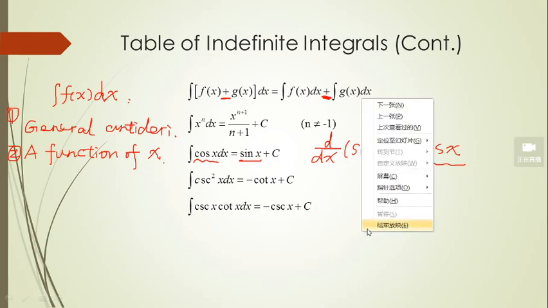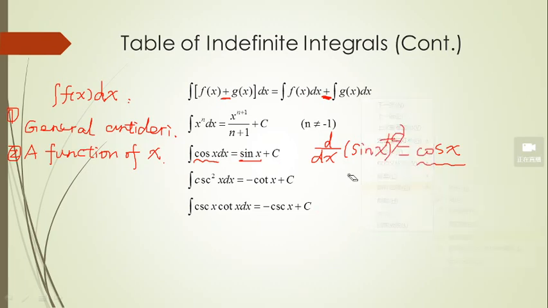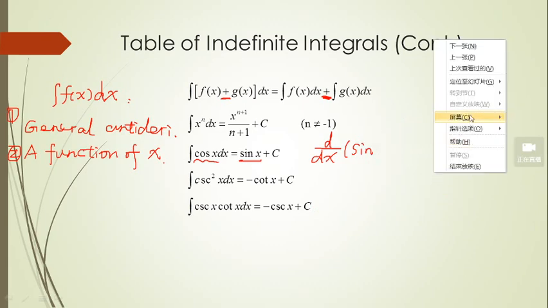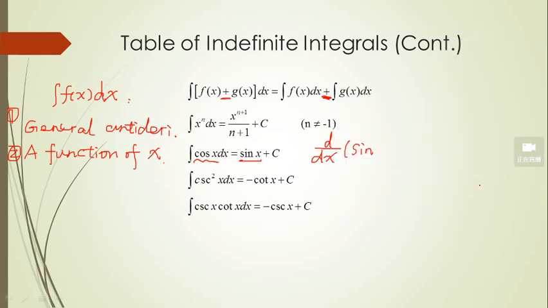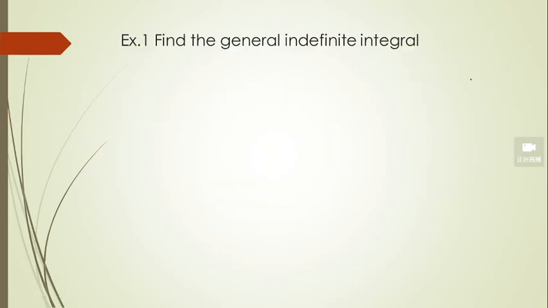Let me write it in a clear way. So you check your derivative, the derivative of your answer, that is cosine x, constant part goes to 0. And this is exactly the integrand inside, right? So that is indefinite integrals we go through with the tables, okay? Now let's see some examples.